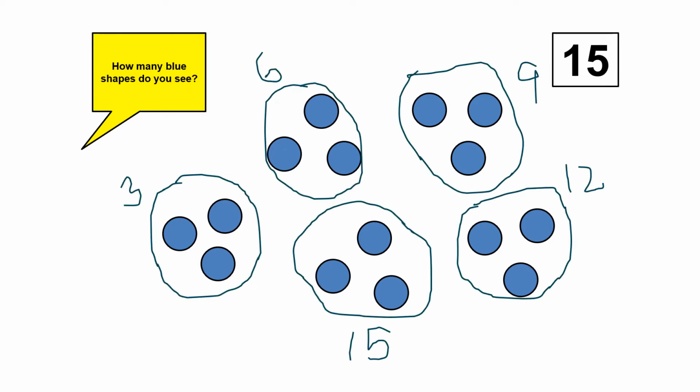You could have skip counted by 3s. 3, 6, 9, 12, 15. You could have added 3 to each group. 3 plus 3 equals 6. 6 plus 3 equals 9. 9 plus 3 equals 12. And 12 plus 3 equals 15.